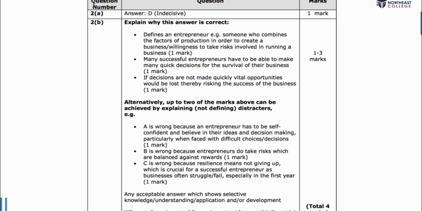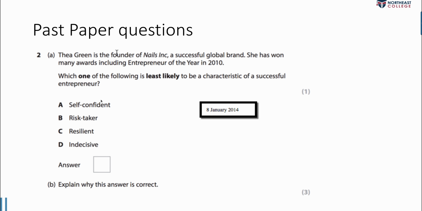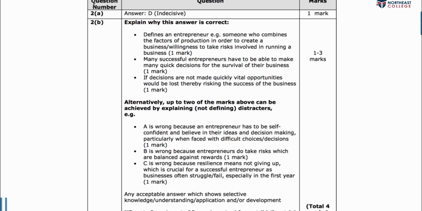For instance, let me go back again 1 slide. You need to explain why self-confidence is not correct, so why self-confidence is not the least likely. You also want to explain why risk taker is not correct, and you want to explain why resilient is not correct. So the bottom line here is that either you choose this method by explaining further, or you explain the 3 alternatives that are not correct.